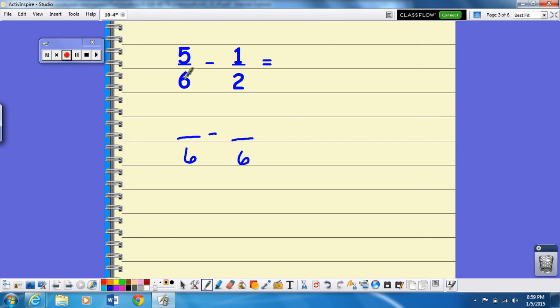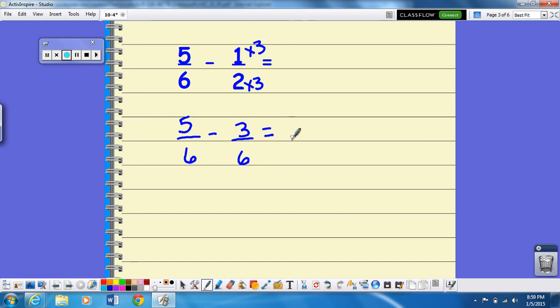What does that mean for me? That means I have no work to do right here. And I love it when that happens. Okay, how did I get from 2 to 6? It was times 3, which means I have to do times 3 here. So 1 times 3 is 3. Now, 1/2 and 3/6 are equivalent fractions.